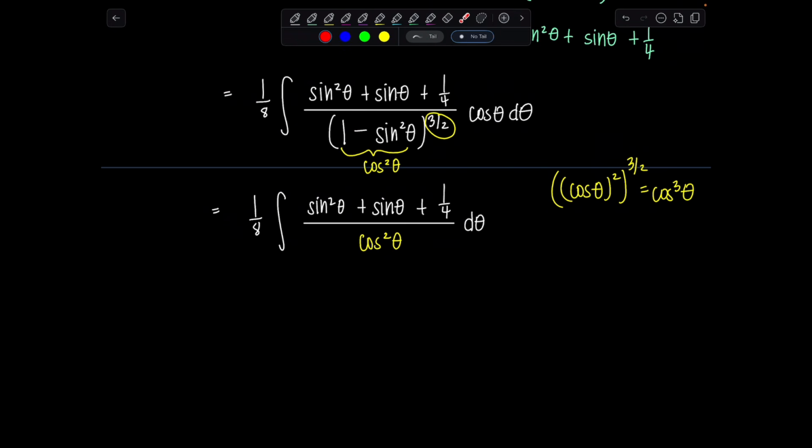Okay, at this step, it's not bad. Let's just split the denominator under each of the terms in the numerator. So we've got 1/8. Sine squared over cosine squared is tangent squared theta. Sine theta over cosine squared theta.